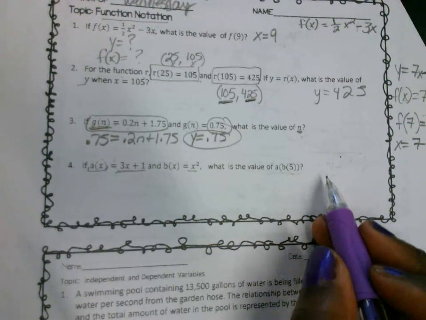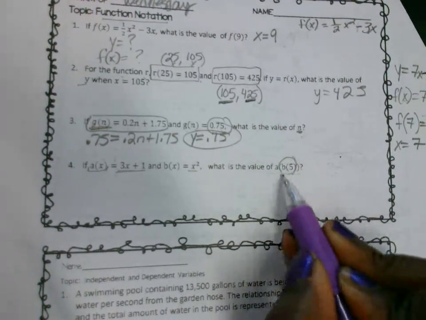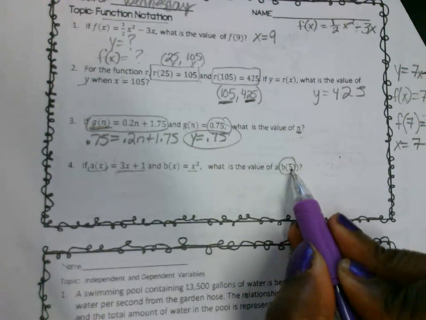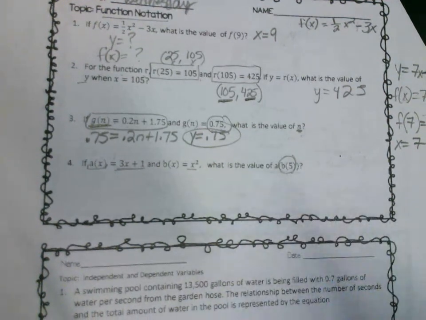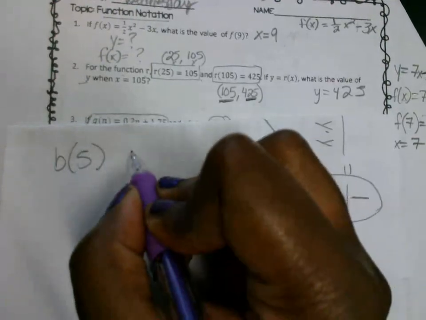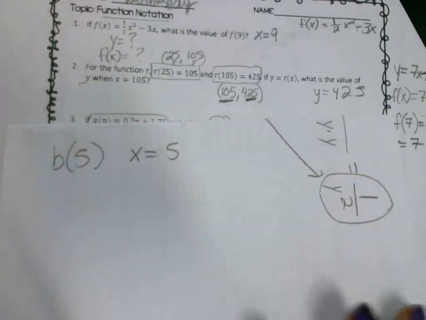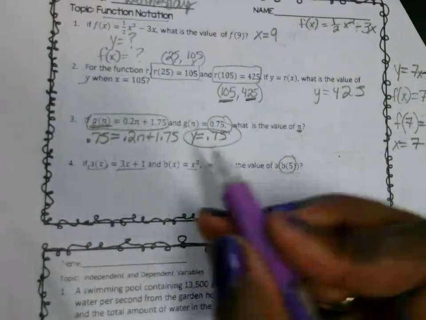Please listen. The first part of this is B of 5, okay? So here we're going to work with B first. Write this on a separate piece of paper so you can see it. I'm going to do that part of the problem first. B of 5. That means here x is equal to 5. Any questions about that part? So now I'm going to plug 5 into the equation, okay? I'm going to use the B equation, this one right here.